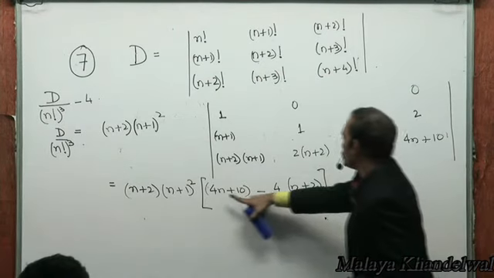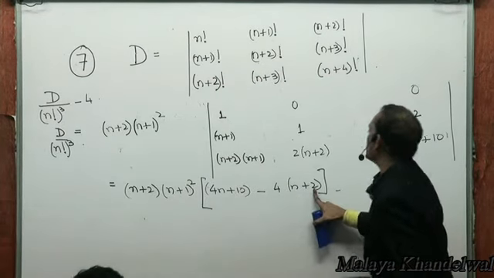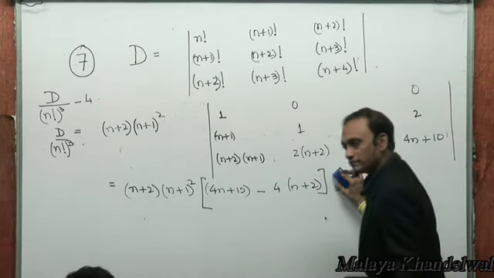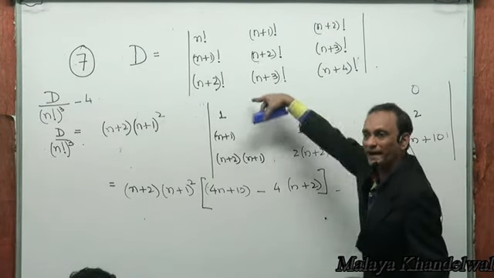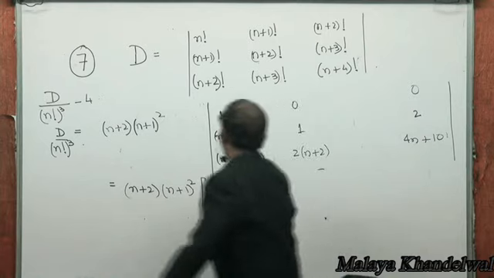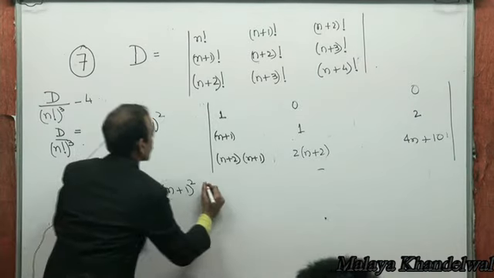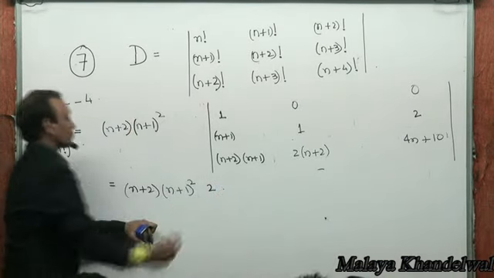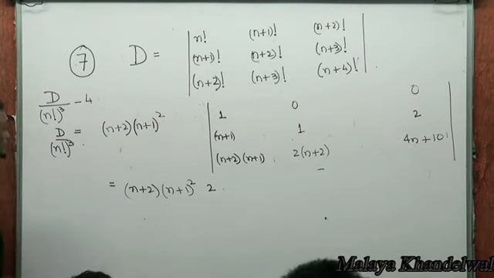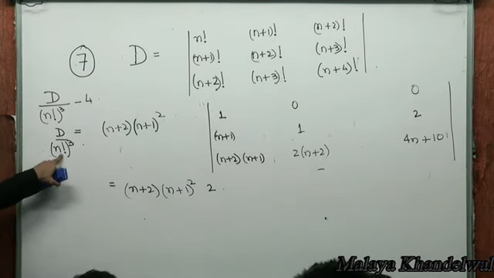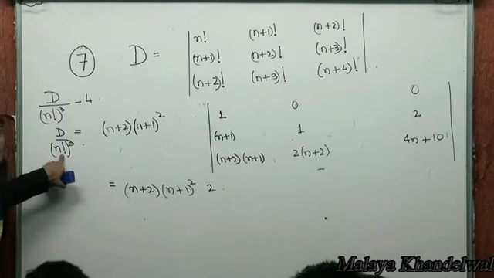Yes or no? Right? So far so good, right? So 4 and 4n will get cancelled. 10 minus 8, 2. Right? That will be the value of this determinant, expanding about the first row. So 2.